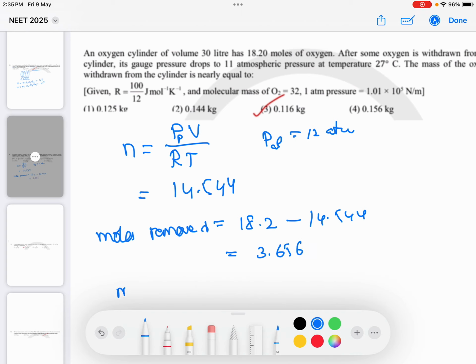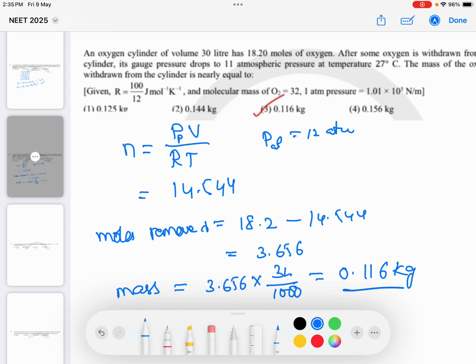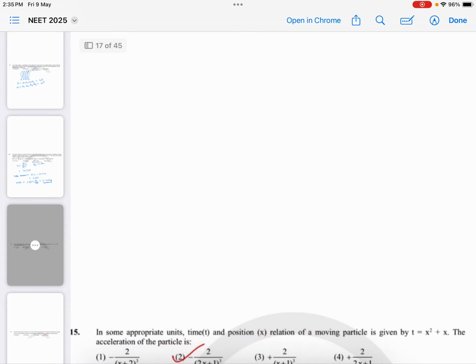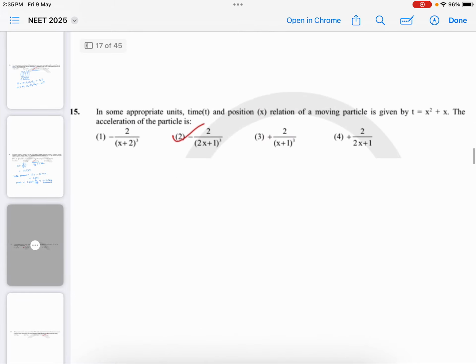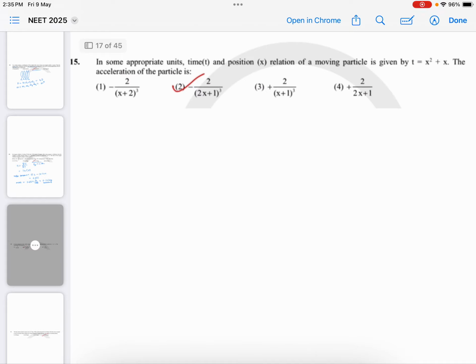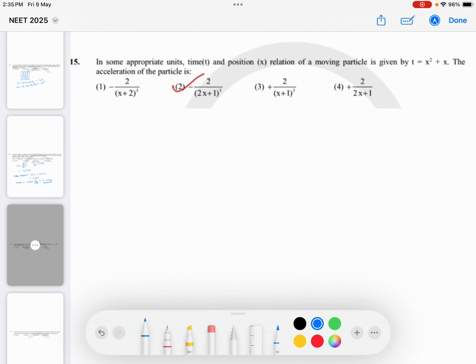Here they are asking the mass. Mass m is equal to 3.656 into 32 divided by 1000 kg, which is equal to 0.116 kg. So option 3 is there. Very easy question, straight line.